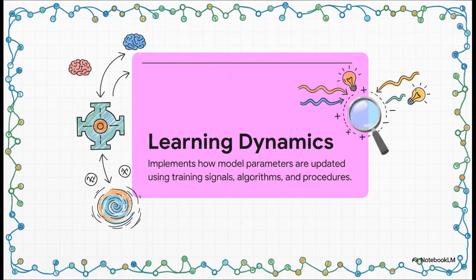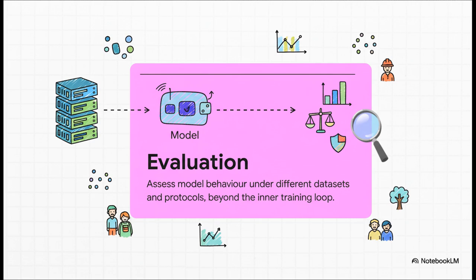So a model can get a perfect score on its training data, right? Ace the test. But what happens when you give it something it's never seen before? That's the job of evaluation. This is the quality control department. It pulls the model off the assembly line and tests it on totally fresh data to see how well it's actually learned to generalize.